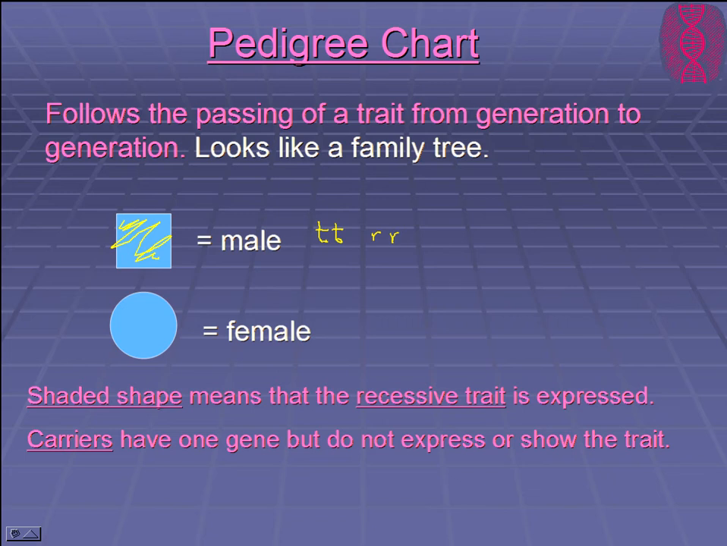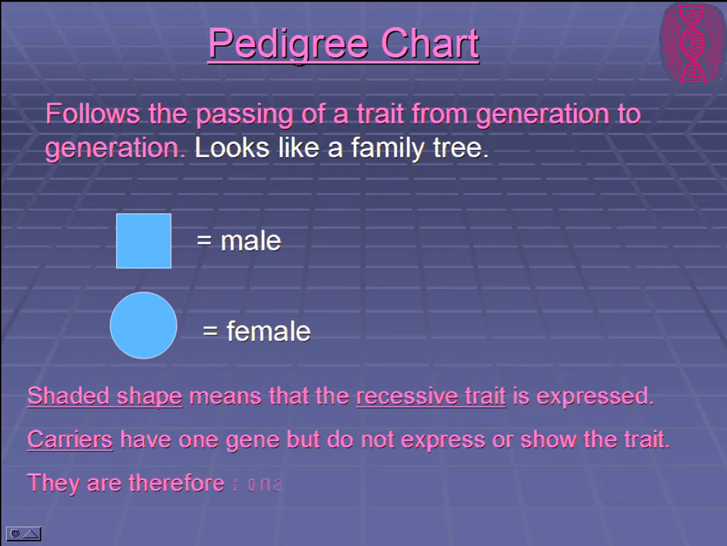Carriers have only one gene, which means it's either a big T, little t, or in the case of R, it's a big R, little r. Those don't express the trait being the recessive trait. Remember, that's what they track. They track recessive traits. So if it's not shaded in, it's not showing the recessive trait.